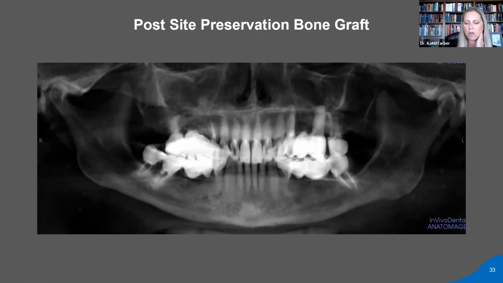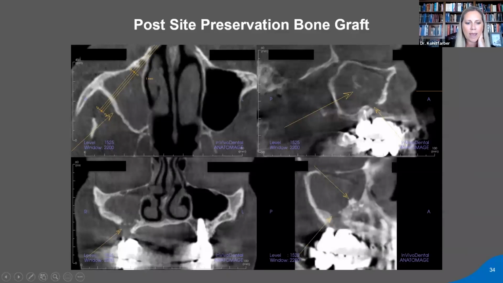Post-site preservation bone graft. So here was another one. What happened to our site preservation bone graft? Well, same thing. It's up here floating within the sinus. We actually have mucosal thickening in the sinus. We have thickening and sclerosis of the cortical border. We now have a chronic inflammatory process as a result of attempting to place our post-site preservation bone graft.